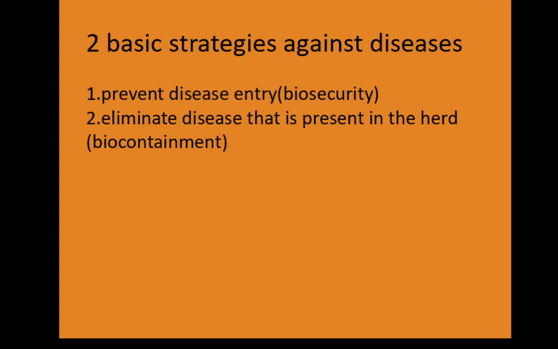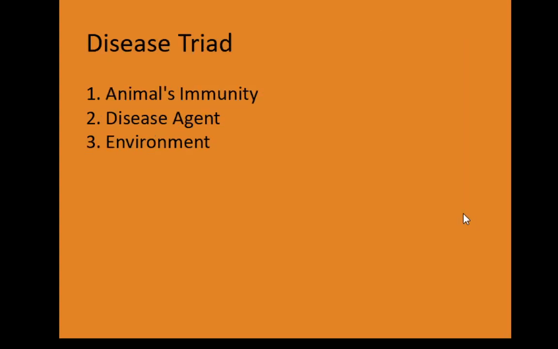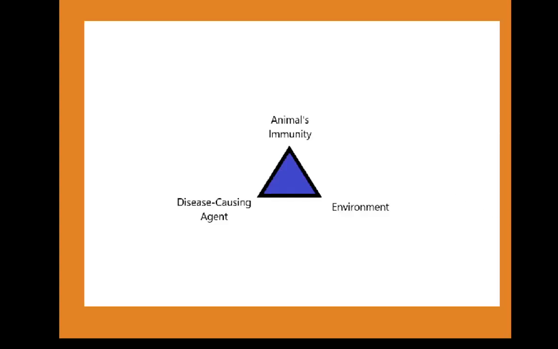Okay, so next we'll talk about the disease triad. The disease triad is composed of the animal's immunity, the disease agent, as well as the environment. All three are related when we are talking about diseases. So let's start with the disease causing agent and the animal's immunity.